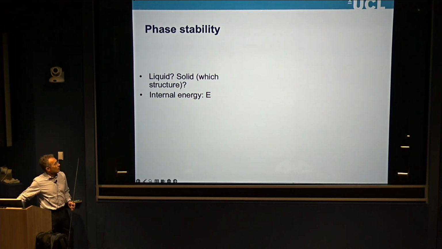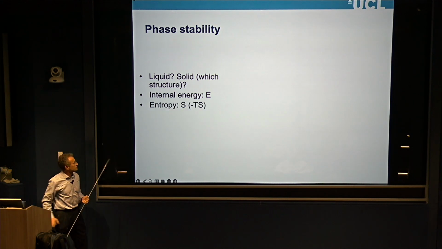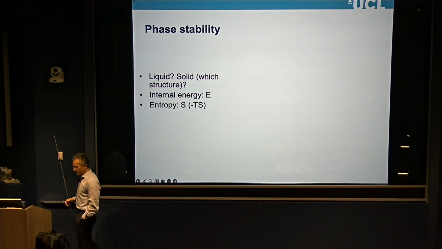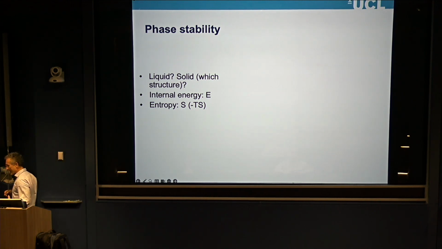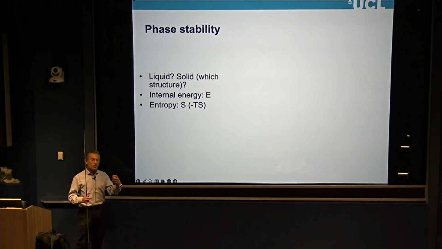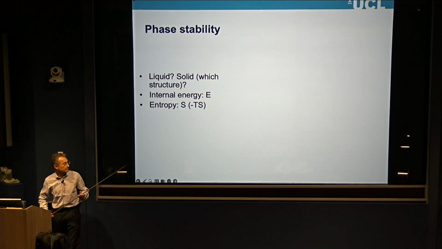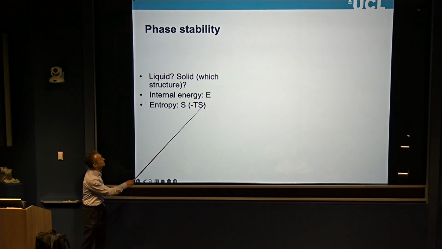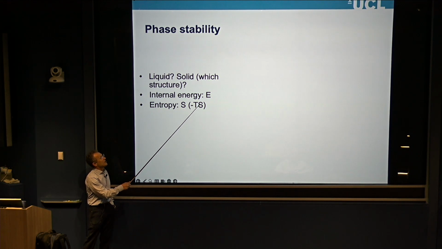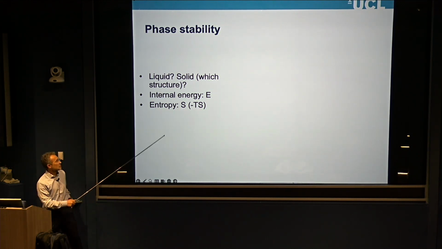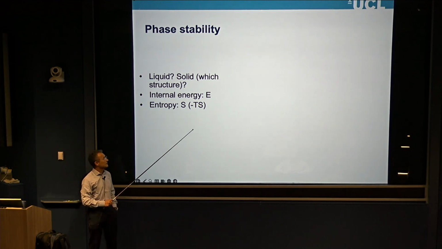But that's not the only one, because at high temperature a very important quantity is the entropy. You may think of the entropy as related to the number of configurations available to a structure. The more configurations are available, the more likely the structure is going to be realized. The entropy enters with the term minus TS. So at high temperature, a structure which has higher entropy is going to be very much favored. Entropy is going to dominate as you go to higher and higher temperatures.